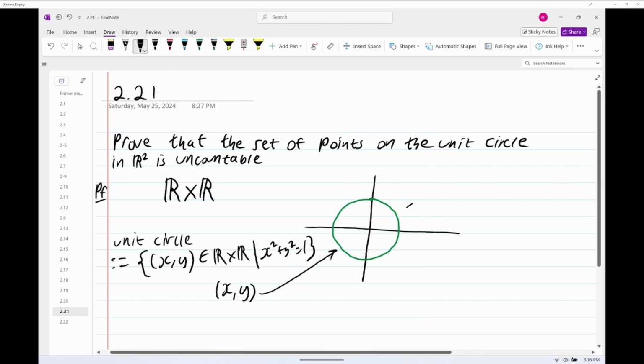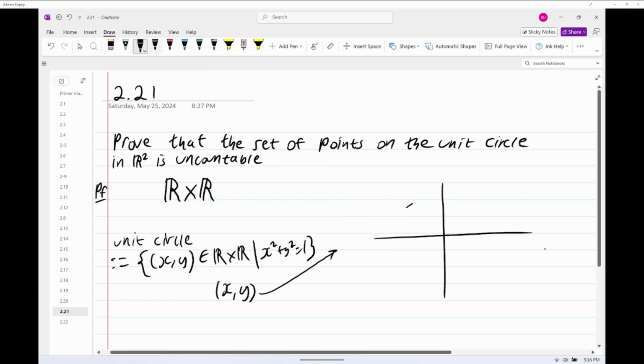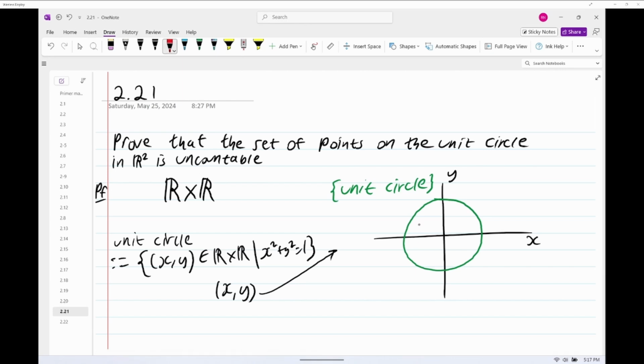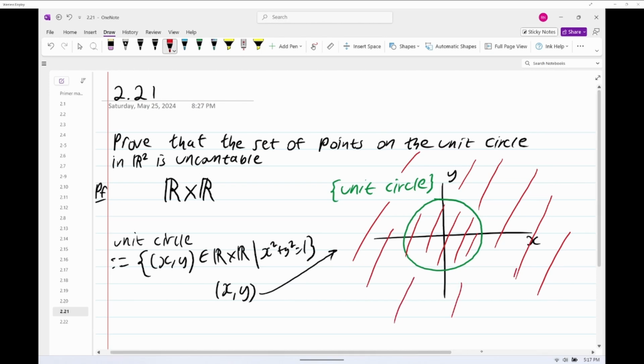So the unit circle, yes, is defined as all the coordinates (x, y) in R cross R, where x squared plus y squared equals 1. So I've drawn for you an xy plane, and this set of points in green is the unit circle. And none of that is the unit circle, only the green.